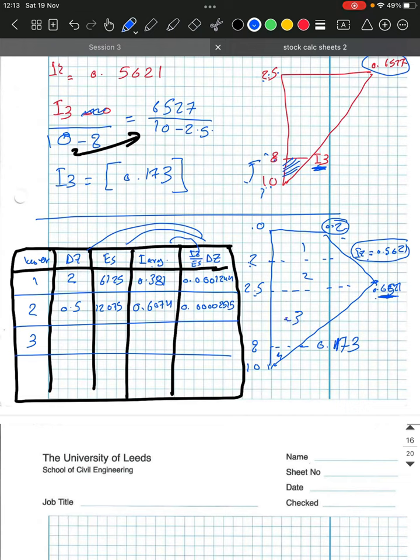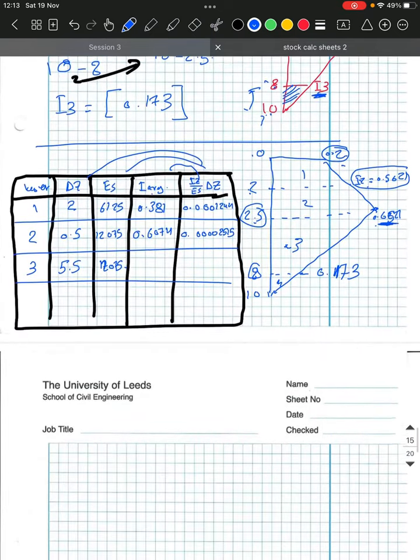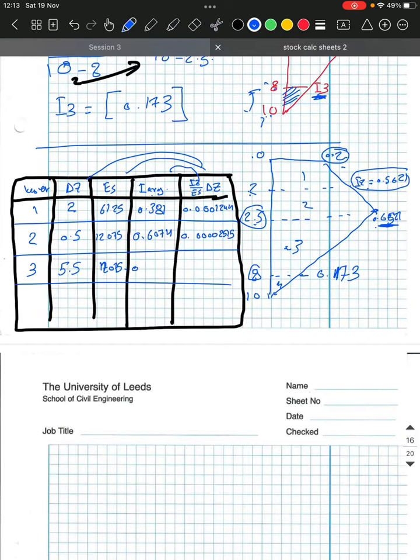Okay, for layer 3, which is this one, it's going to be 8 minus 2.5, which is going to give you 5.5. And it's the same thing as well, 12,075, according to our diagram, this one. And it's going to give me 0.413. We plug the numbers, plug and chug as they say, triple zeros, 1882.